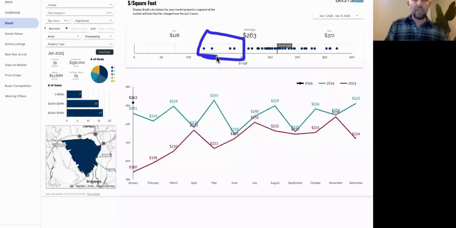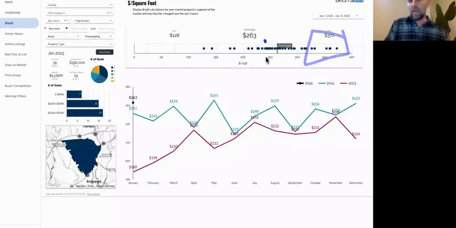Am I in this fixer-upper category? Am I in the luxury category? Well, more than likely, we'd probably be in this 250 to 300 area, and so it helps you to broach that question.